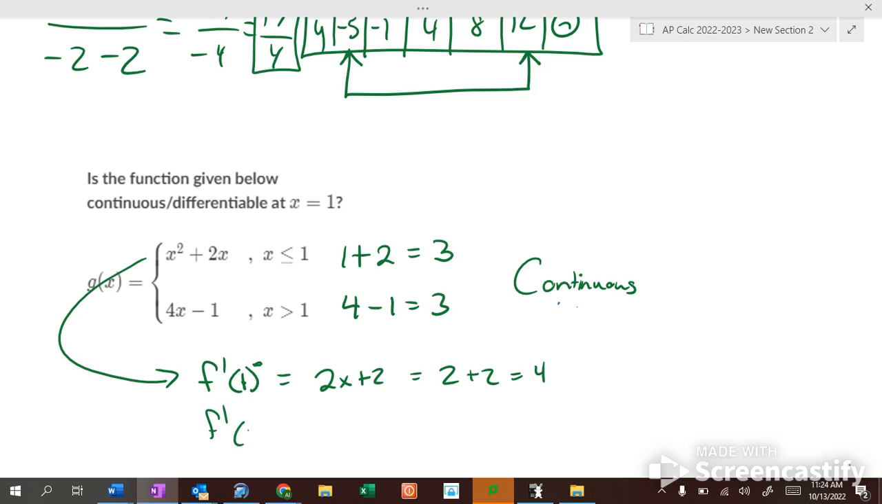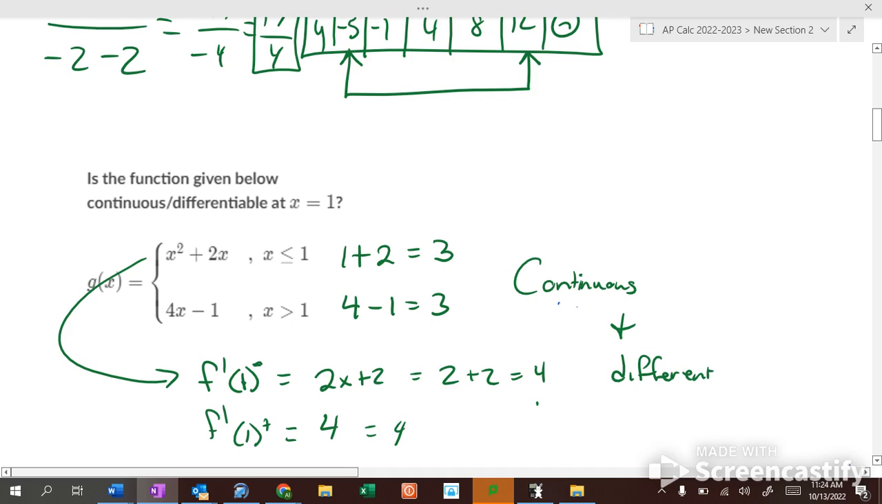Let's find the first derivative at one from the right. 4, which is 4. Is it differentiable? Yes. It's both continuous and differentiable. Okay, so if those were different, it wouldn't be differentiable. Yes. Has to have the same slope coming from each direction. Okay?